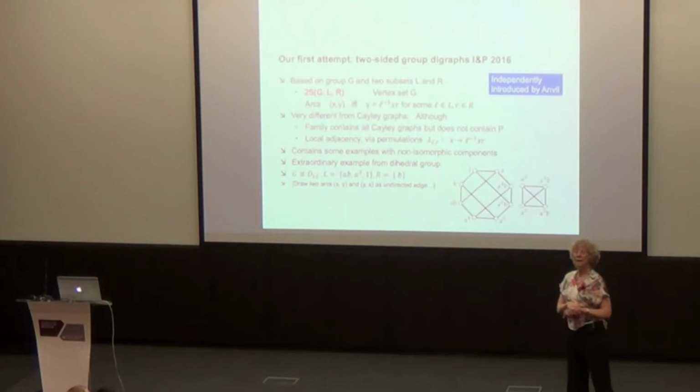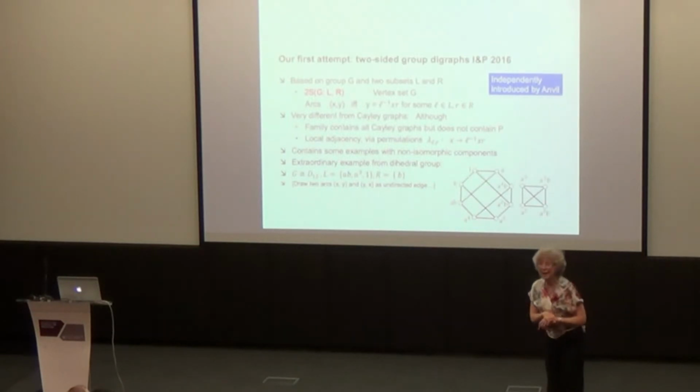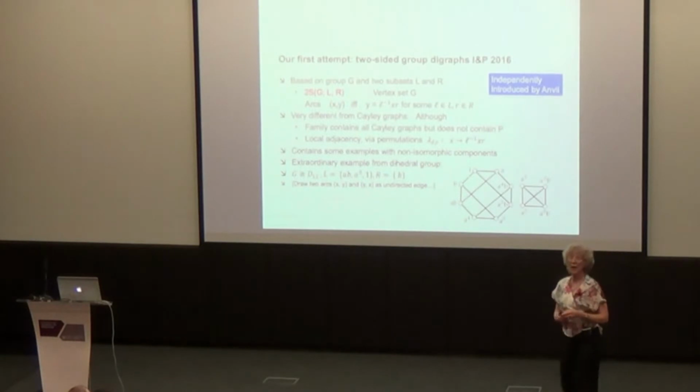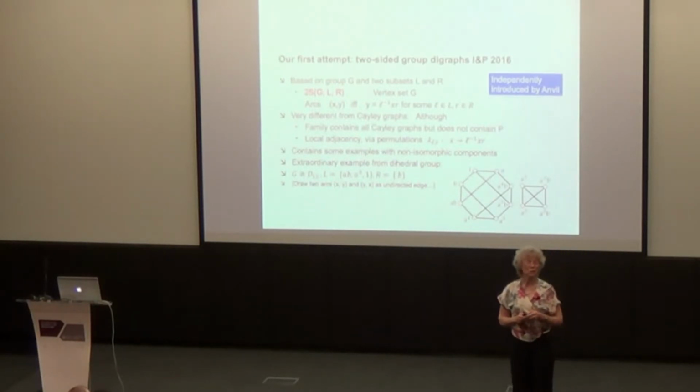And this class clearly contains all of the Cayley graphs. You could take one of these sets to be the identity and the other one to be the S of a Cayley graph. It's much, much larger than the Cayley graphs. And it took us a long time to work out whether or not we had captured the Petersen graph, and we actually found out, no, we had not.